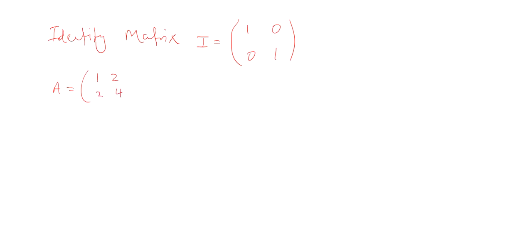Now I want to show you something else. We have something called the identity matrix. Now the identity matrix is a special matrix. So we say I, the identity matrix, is 1, 0, 0, 1. Now why is this matrix special? Let's say I have a matrix here which is 1, 2, 2, 4, right?